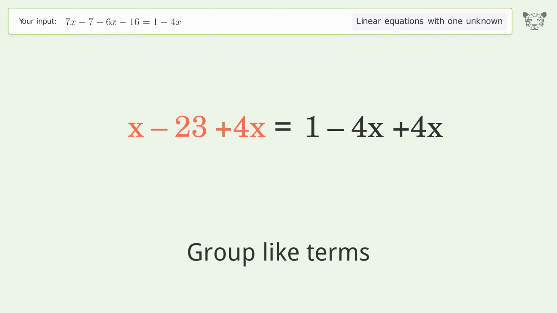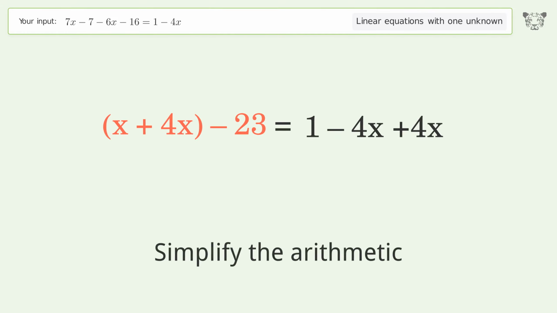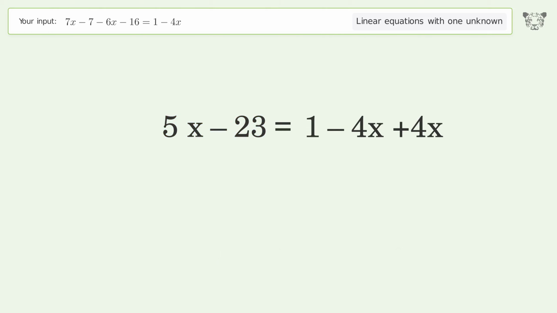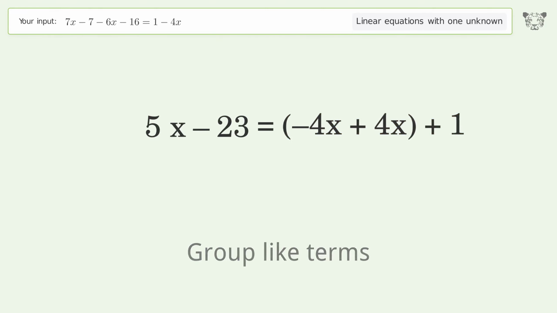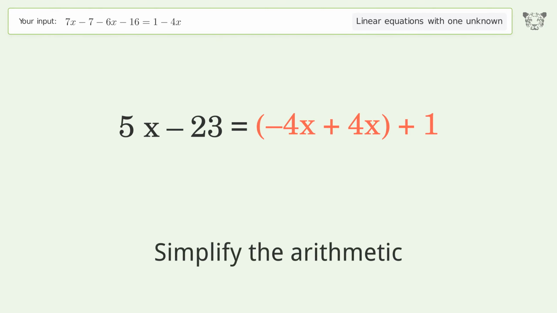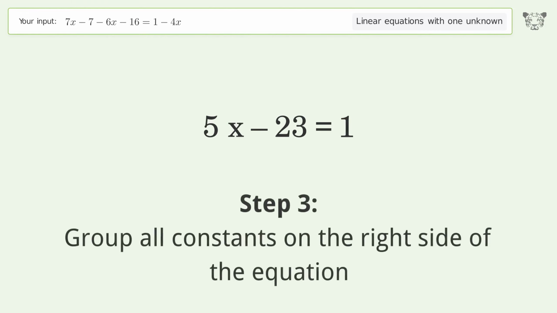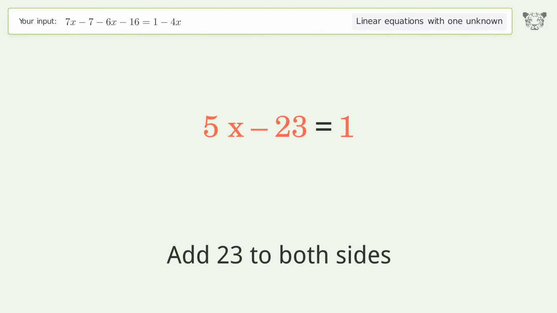Group like terms. Simplify the arithmetic. Group like terms. Simplify the arithmetic. Group all constants on the right side of the equation. Add 23 to both sides.